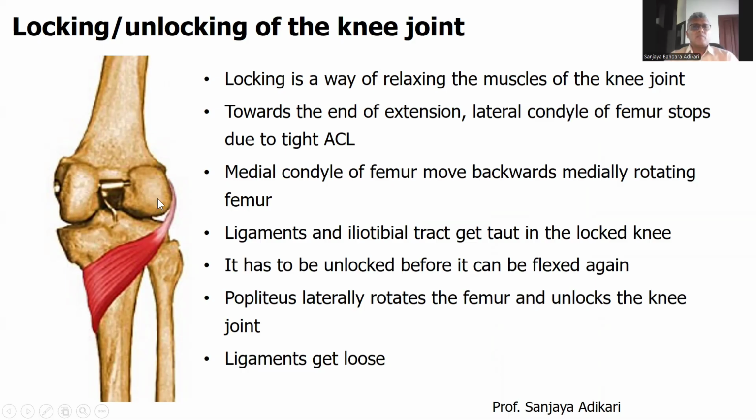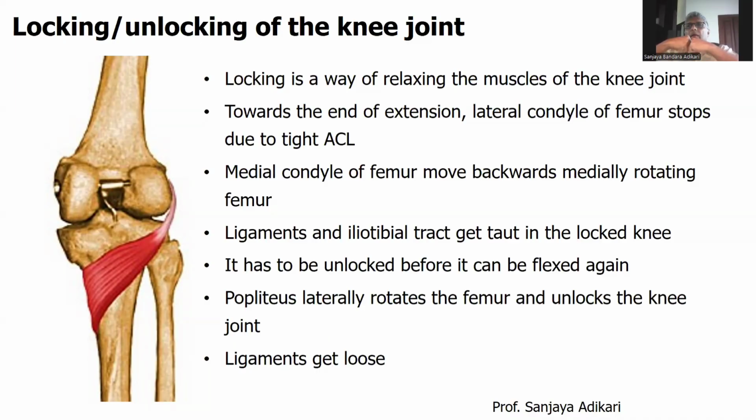Now the lateral condyle of femur, when it is extended like that, is stopped by the tension in the anterior cruciate ligament. Because the anterior cruciate ligament is attached between the anterior end of the tibial plateau and the lateral condyle of femur. So when you extend, the first thing that happens is the lateral condyle stops. I'm referring to the lateral condyle of femur, which stops because of the tension in the anterior cruciate ligament. But the medial condyle can move further backwards.